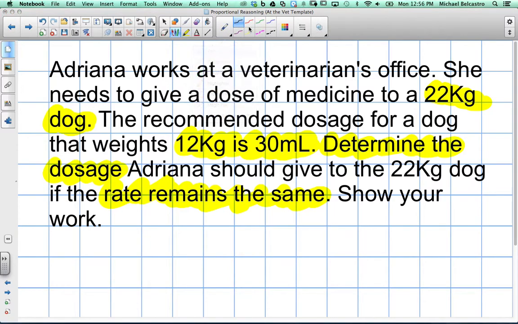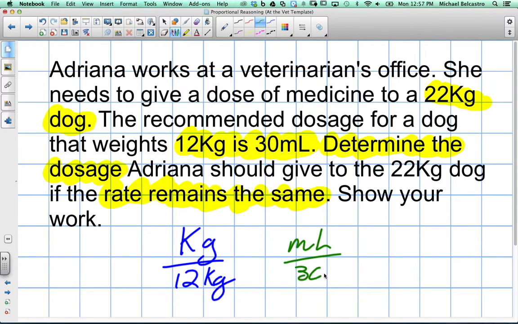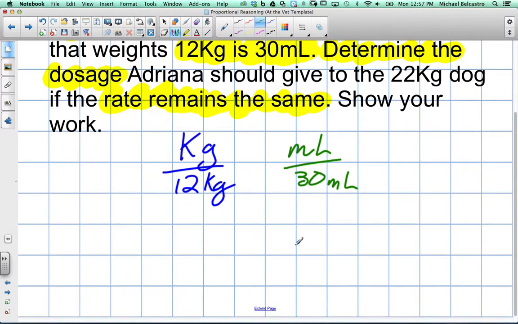Okay, so let's set up a chart here. We know we have kilograms, and we also have milliliters, and the only information we have thus far is that a 12-kilogram dog would get a dosage of 30 milliliters, so that's good for us to know. We're going to want to graph, so it would really help if we could build an equation out of this. This is a direct variation because a 0-kilogram dog is not going to get any milliliters.